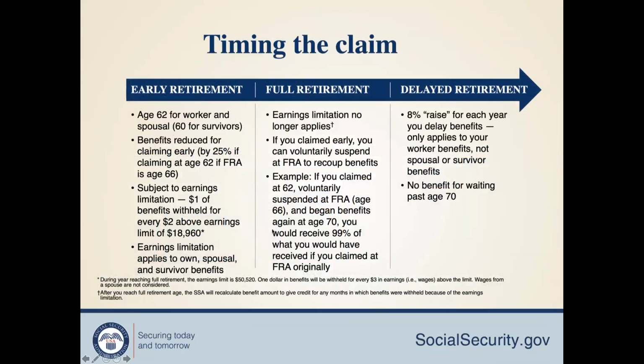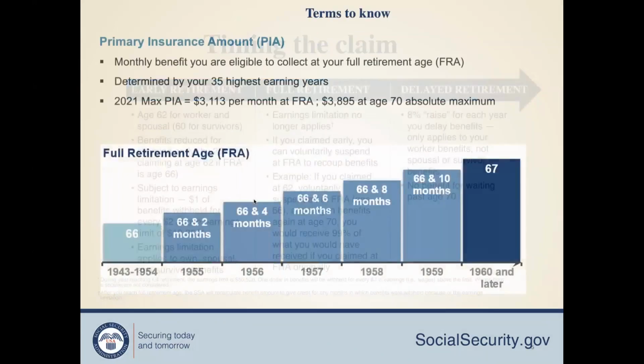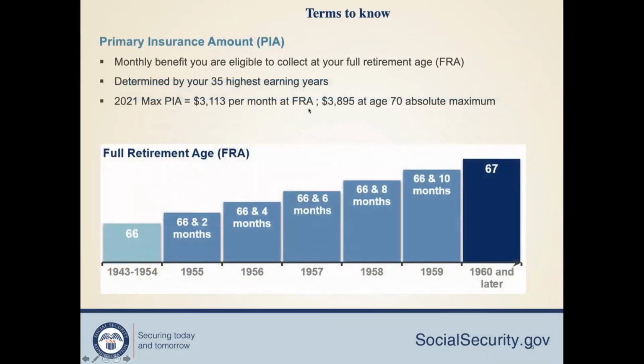From the chart, for anybody in the US in 2021, the maximum Social Security benefit is $3,213 if they retire at full retirement age. But if they keep working until 70, it will go up to $3,895, because every year it goes up by 8%.